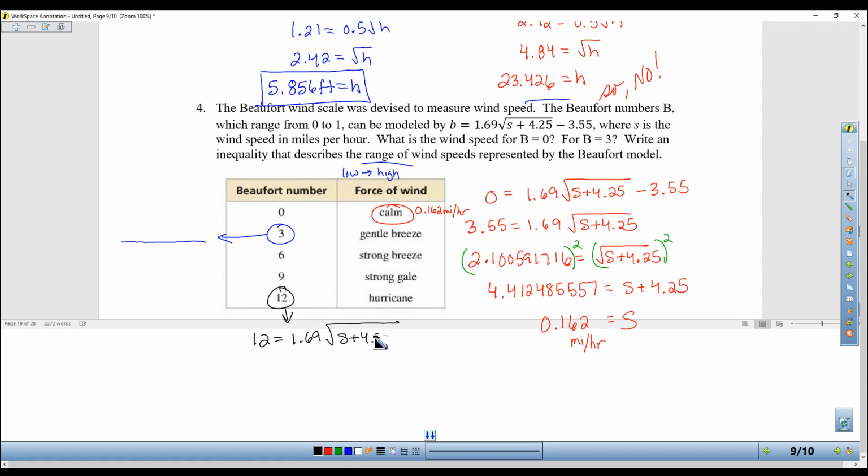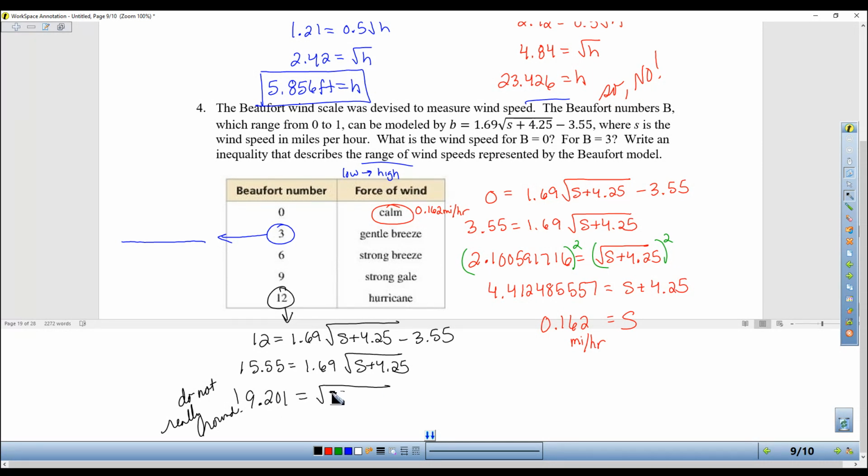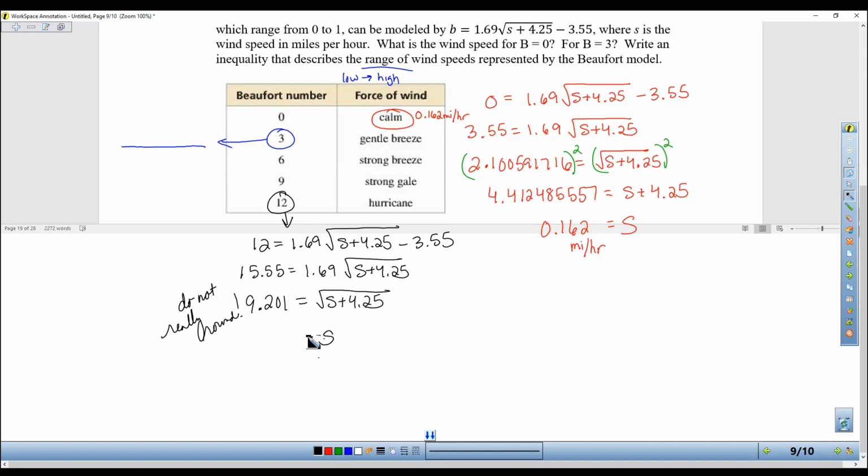1.69. I'll go a little faster this time. 3.55. So I'm going to add my 3.55 to the other side. I get 15.55. I'm going to divide both sides by 1.69. And I'm going to write do not really round. Even though on your paper, I'm going to show 9.201, I didn't actually round it. I left the number on my calculator. I square both sides. I subtract the 4.25. And I get S is equal to 80. Let me check that answer. Yep, 80.412.